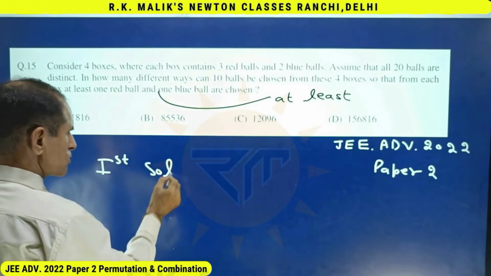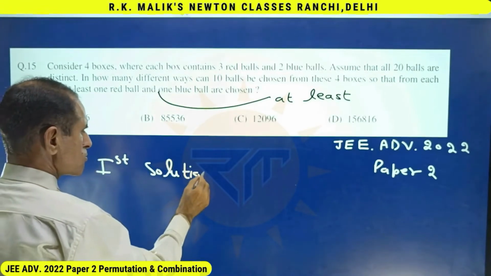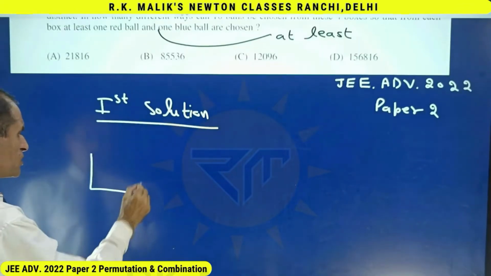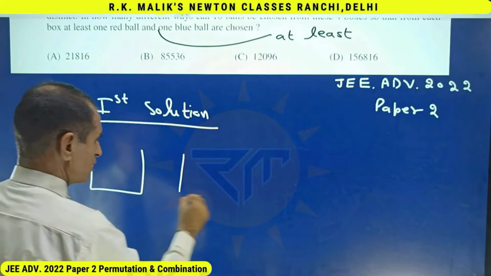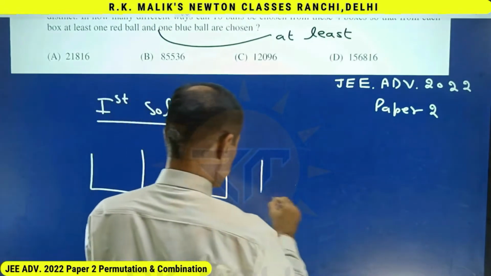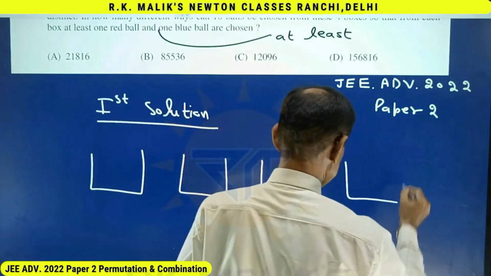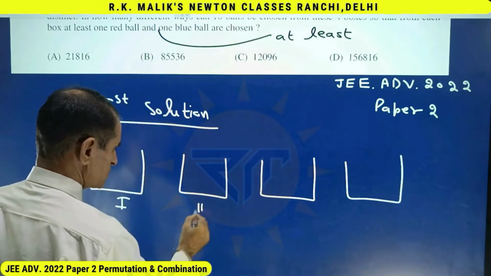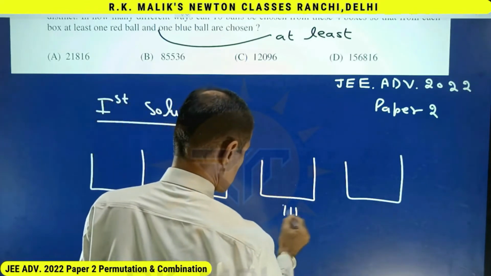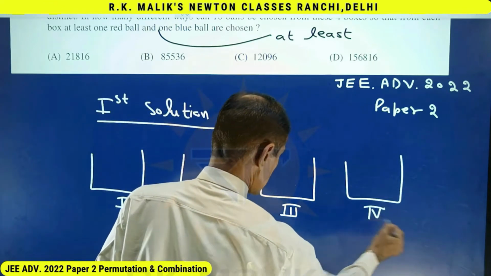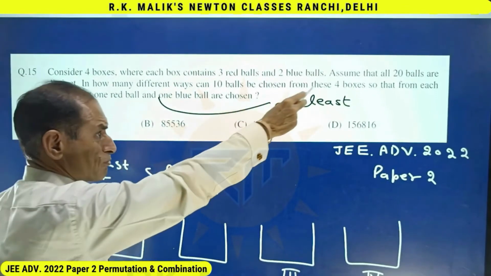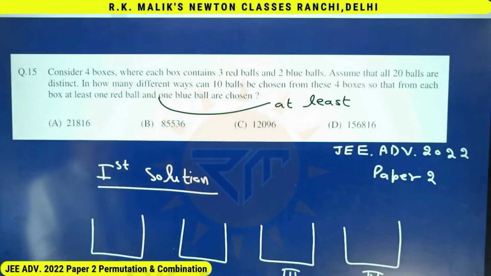first solution. Suppose this is bag 1, bag 2, bag 3 and bag 4, first, second, third and fourth. You must take care that it is given that all the 20 balls are distinct.